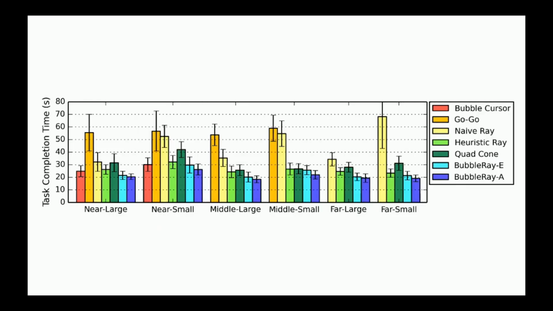This is the result of task completion time in all 6 scenes. We can find that Naïve Ray was slow when targets became small. Other techniques all had a consistent performance in all scenes. And we find bubble ray A always had the least task completion time. A repeated measures ANOVA showed bubble ray A had a significantly higher speed.